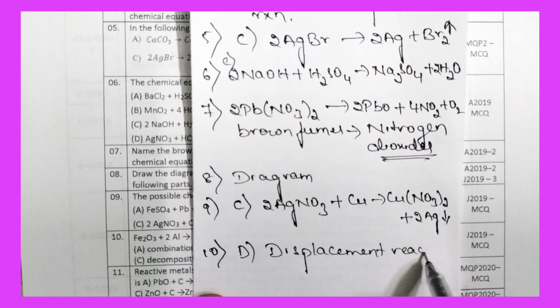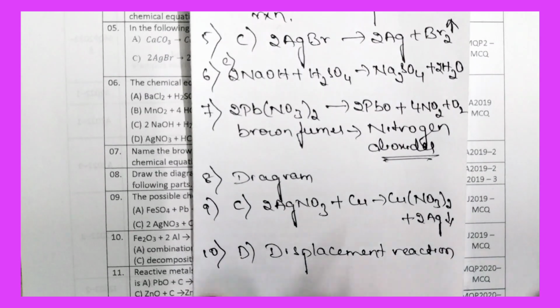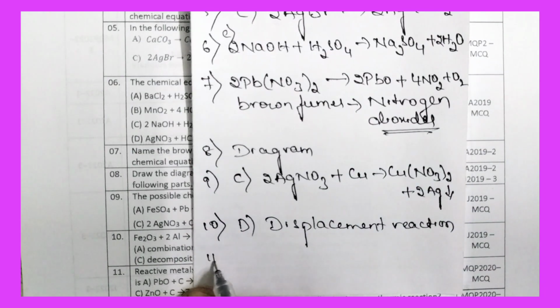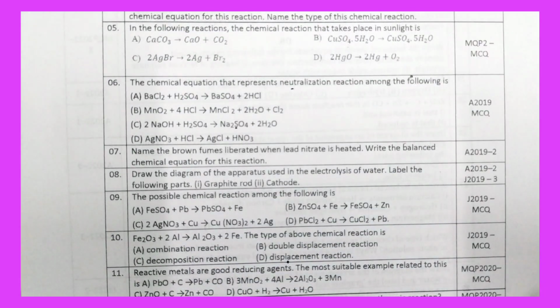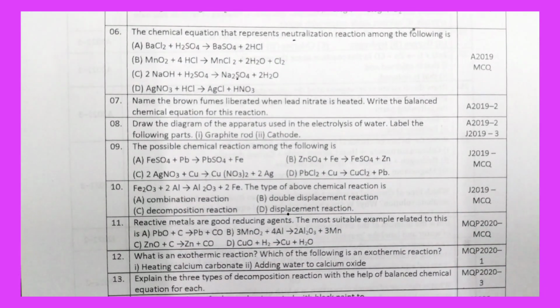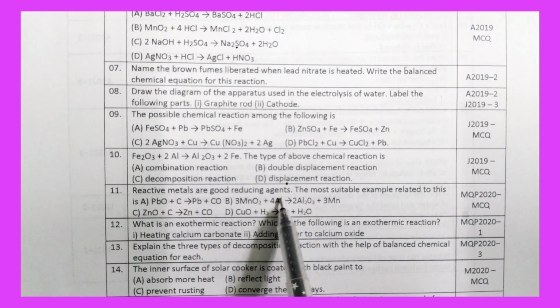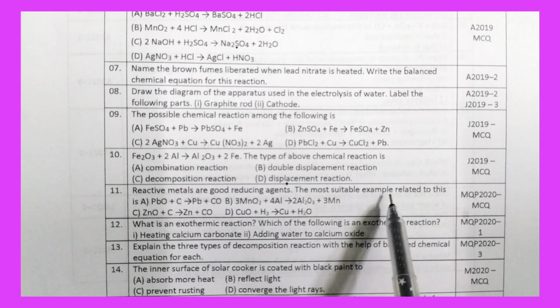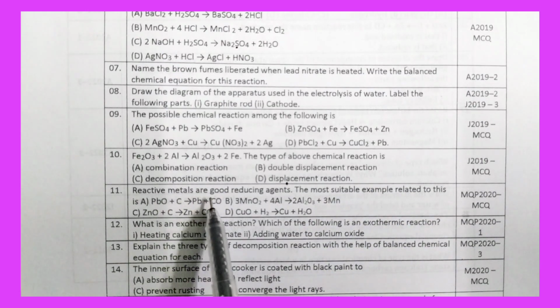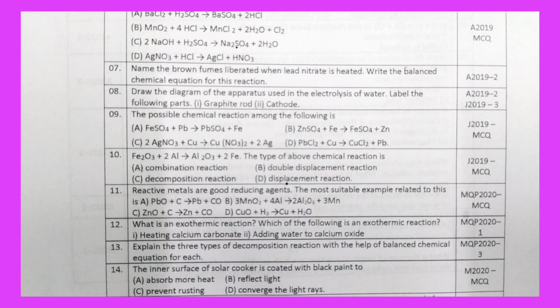Now let us move to the 11th question. The 11th question is: reactive metals are good reducing agents. The most suitable example related to this is, reactive metals are good reducing agents, he says. So among these, let us see which is the best example, which is the good example.